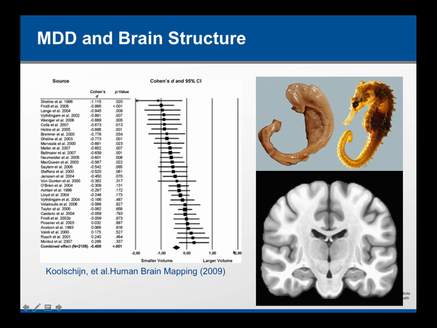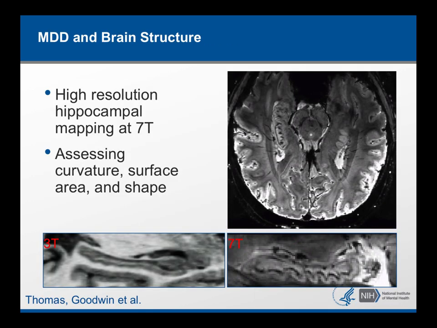And over many studies, the majority of studies have consistently found reductions in the hippocampus, and meta-analyses have showed that there's a moderate effect for reduced hippocampal size in major depressive disorder. So in our study, we've started looking at high-resolution hippocampal images at 7T. So this is a T2 star weighted image and you can see in this axial image an axial cut through the hippocampus right here.